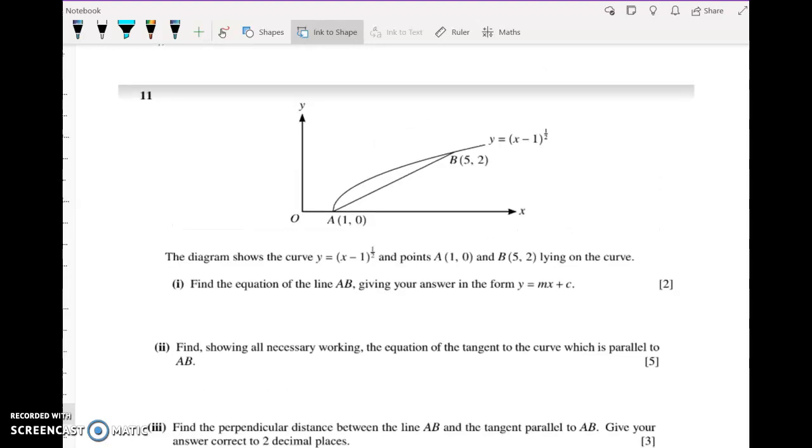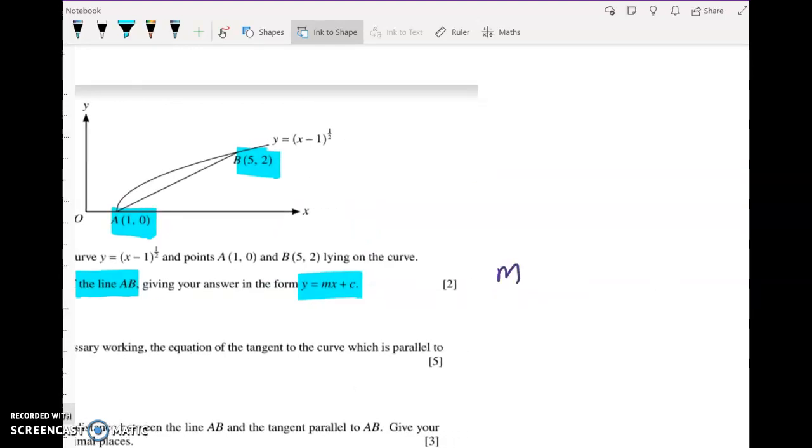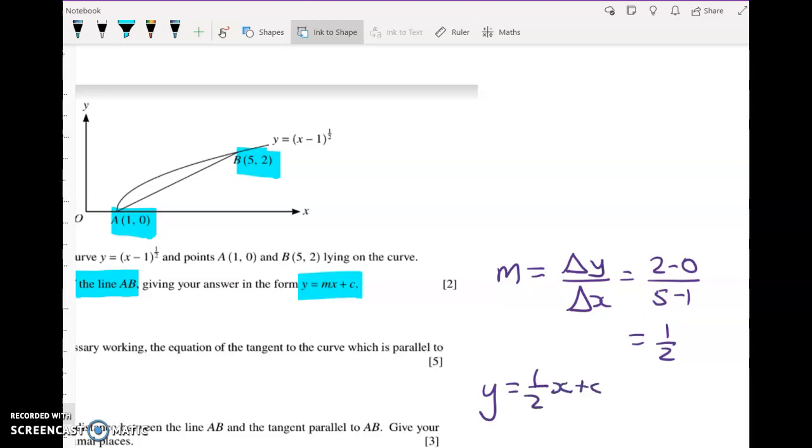So the first thing we've got is a curve and 2 points on that curve, point A and point B. First up, we have to find the equation of the line AB, and we give our answer in the usual form. So the gradient of that line will be m. So m is equal to the change in y over the change in x, which will be 2 minus 0 over 5 minus 1, which gives me a gradient of 1/2. So we know the line will be y equals 1/2 x plus c.